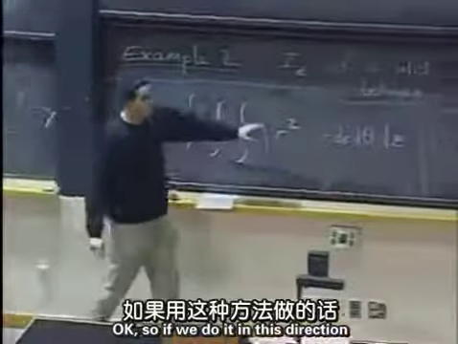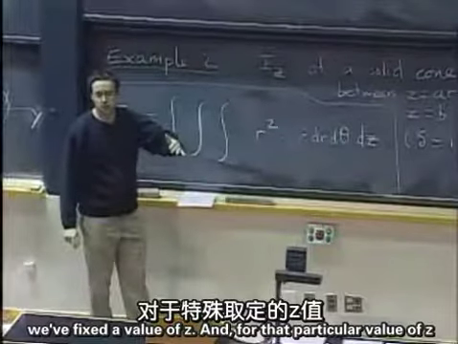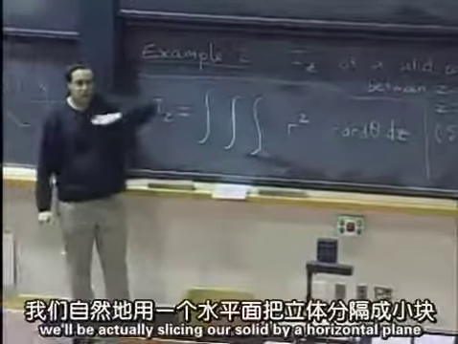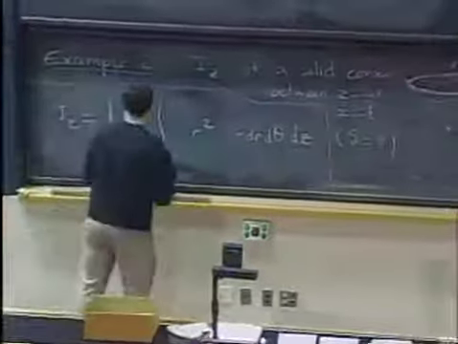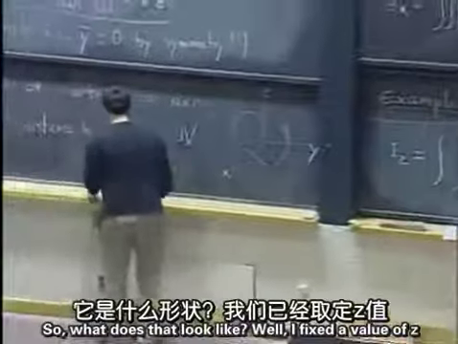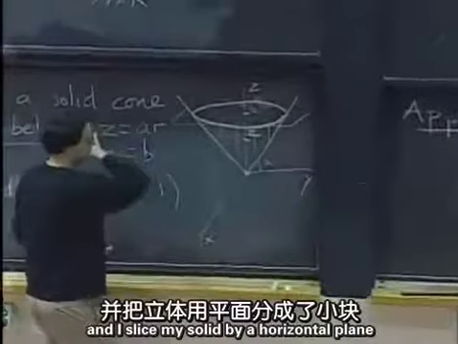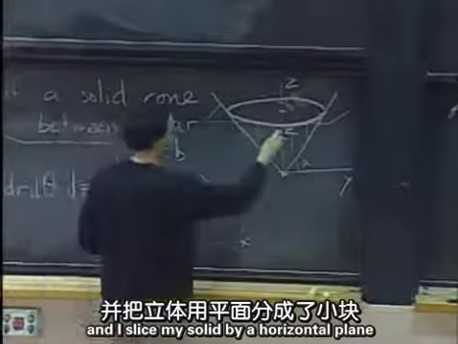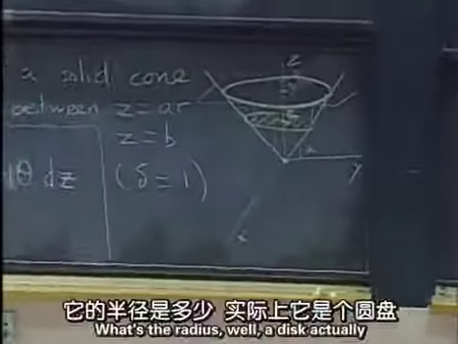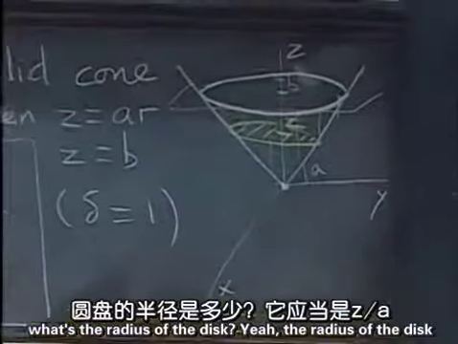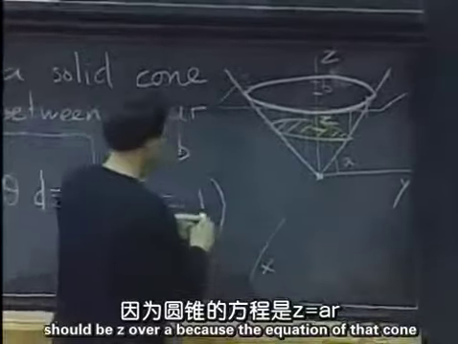If we do it in this direction, it means that in the inner and middle integrals, we fix a value of z. And for that particular value of z, we'll be slicing our solid by a horizontal plane and looking at what we get. So what does that look like? I fix a value of z, and I slice my solid by a horizontal plane. I'm going to get a circle, certainly. What's the radius? Well, a disk, actually. What's the radius of that disk?